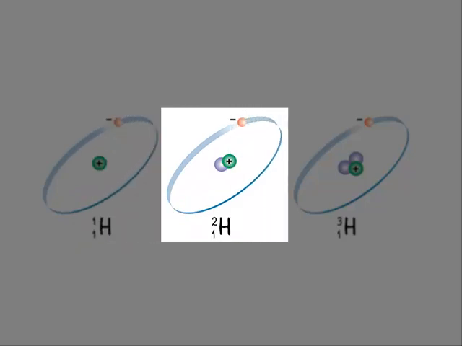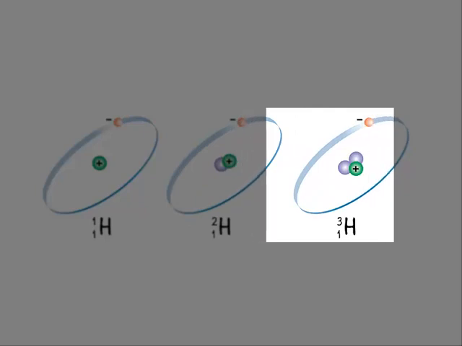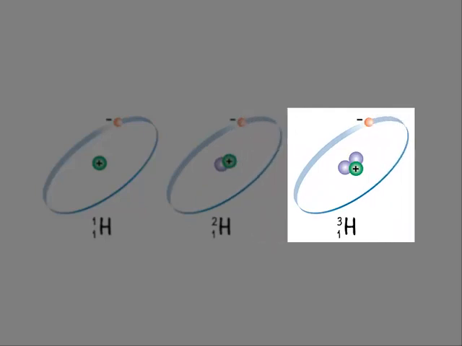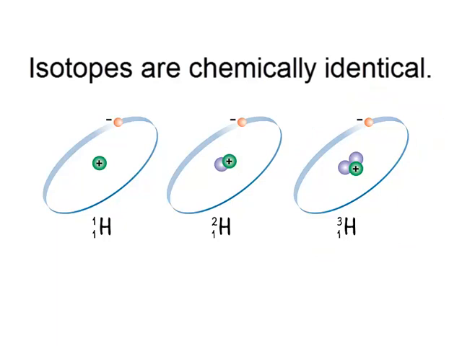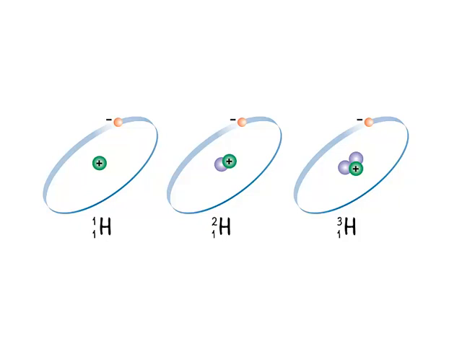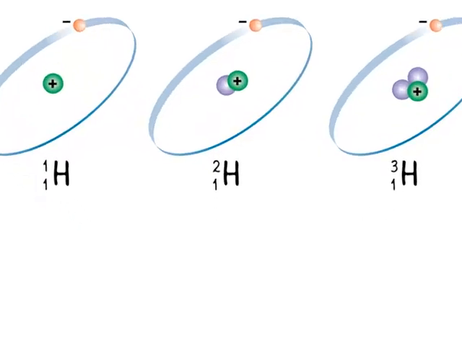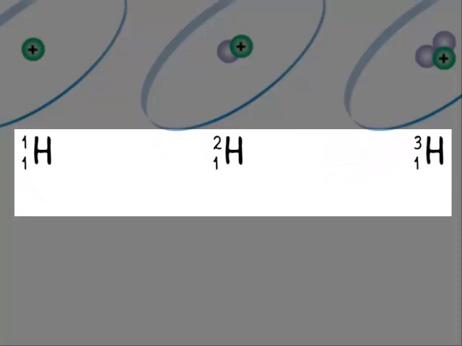In a second isotope of hydrogen, the proton is accompanied by a neutron. In a third isotope of hydrogen, there are two neutrons. All the isotopes of hydrogen are chemically identical. The orbital electrons are affected only by the positive charge of the nucleus. We distinguish between the different isotopes of hydrogen with the following symbols.